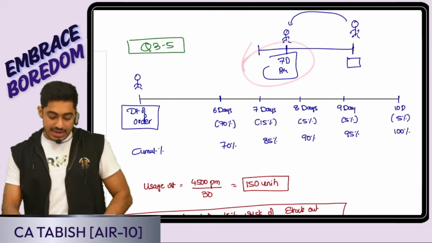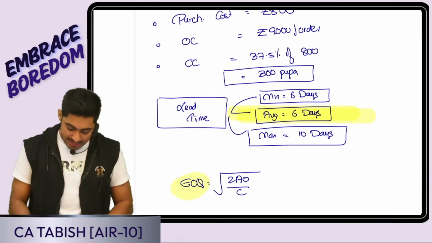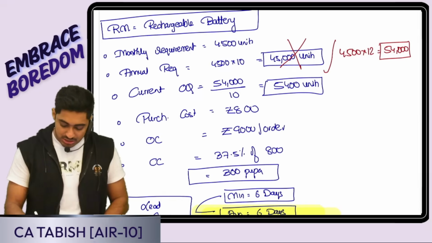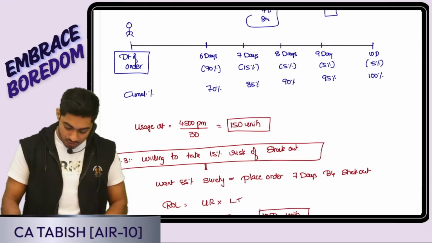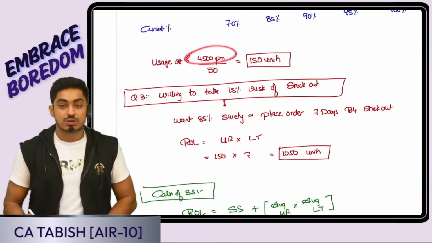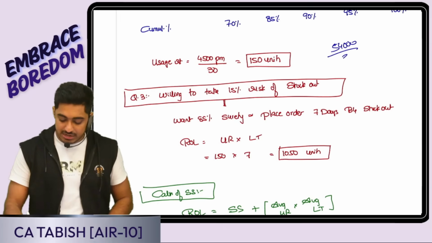That means you should be placing the order 7 days before stock out. And daily, what is my usage rate? We have calculated the lead time. Usage rate: total 54,000 units I want in a year, and it is going to be for 360 days. That means in a day how much I want. Look at this, everyone. 4,500 per month, for 30 days, or 54,000 units per annum divided by 360, you will be getting 150 units per day.